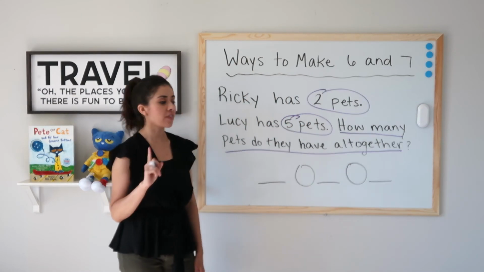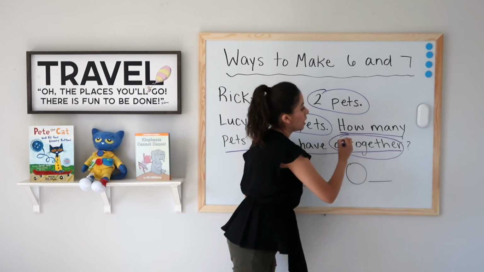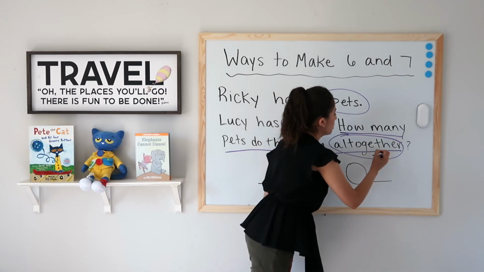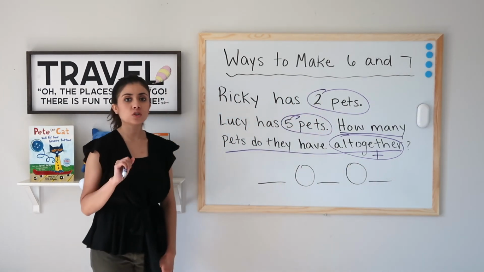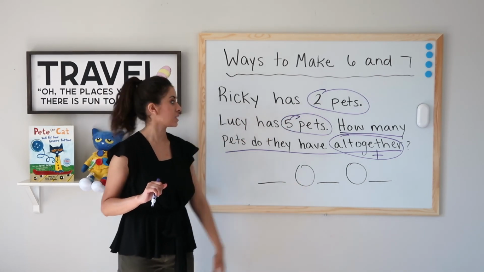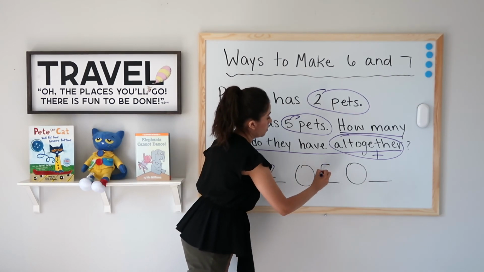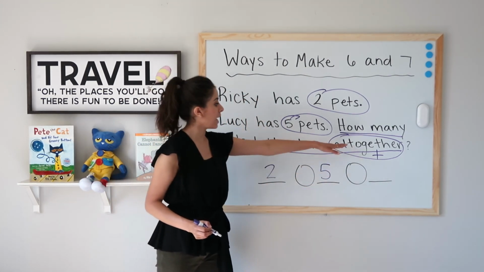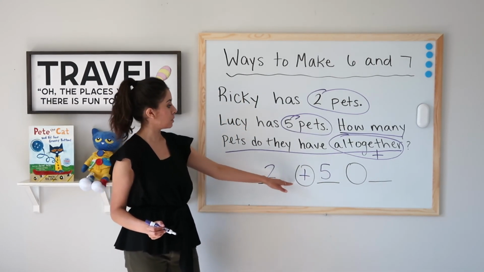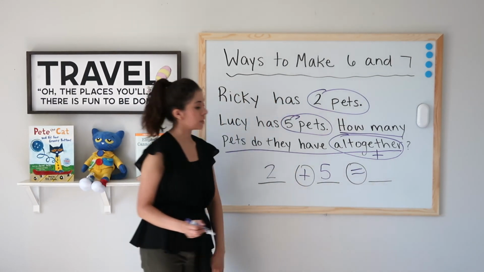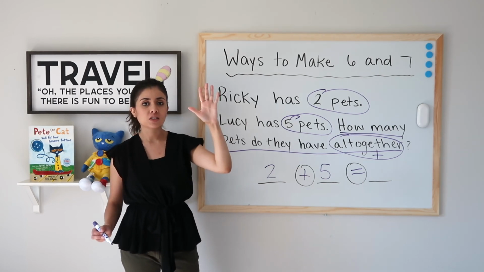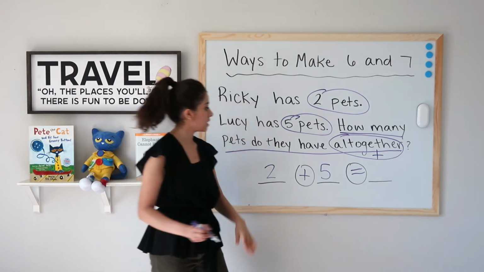And we have learned that altogether means to do what? Add. Very good. So I have my 2 parts, 2 and 5, and I'm going to write them down in my number sentence. I know that I have to add, so now this is an addition number sentence. 2 plus 5 equals, let's see, 2, 3, 4, 5, 6, 7. 2 plus 5 is 7.